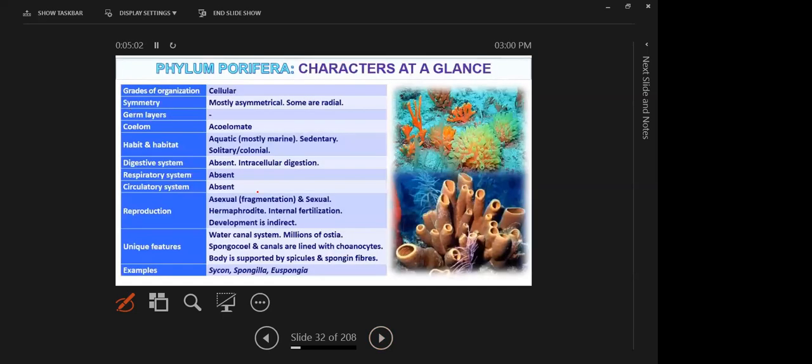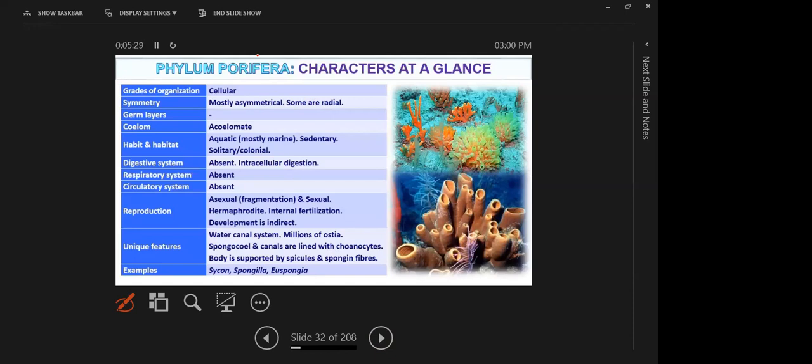So this is complete at a glance. What is the grade of organization? Cellular level. What's the symmetry? Asymmetrical, but there are radial also. Germ layers totally absent. Coelom, acoelomate.